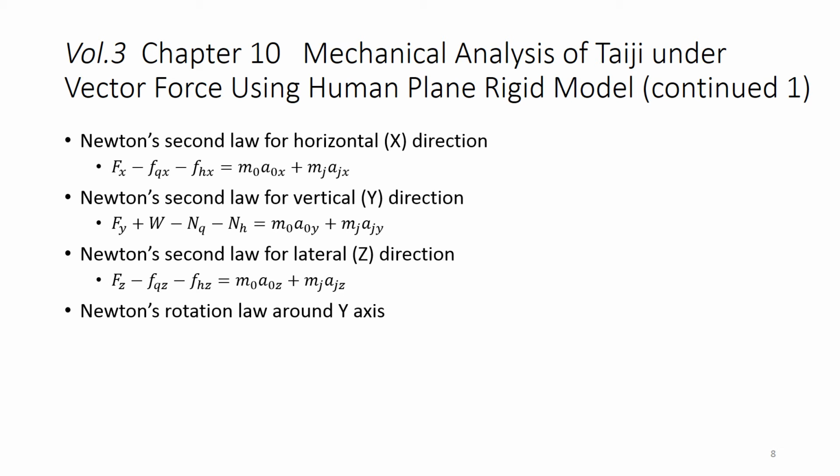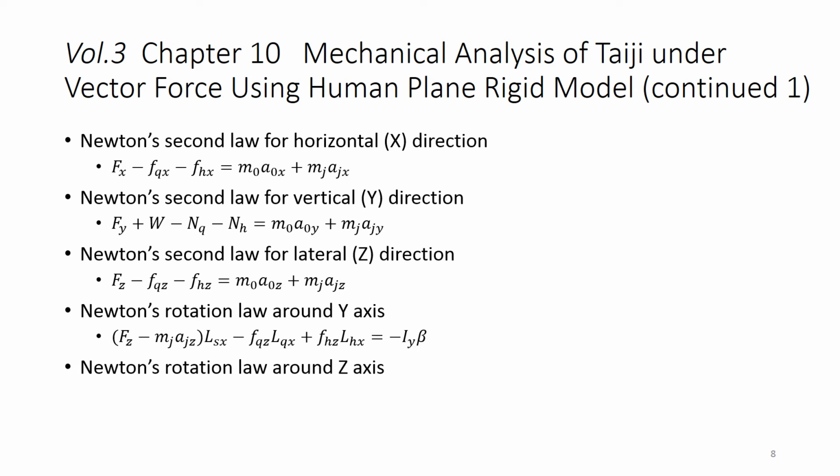Newton's rotation law around y-axis. External y-axis torque equals to the product of y-axis moment of inertia and y-axis angular acceleration. Newton's rotation law around z-axis. External z-axis torque equal to the product of z-axis moment of inertia and z-axis angular acceleration.